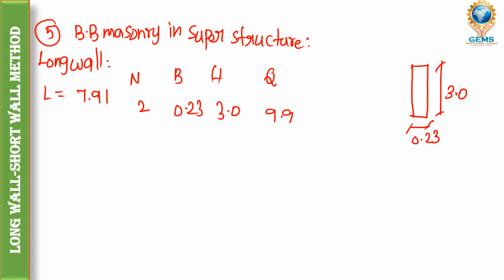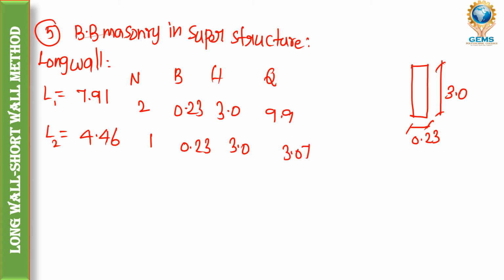Then the same for length, we need to calculate for L2. This is for L1, this is for L2. L2 also follows the same procedure: L2 plus 0.23. So we will get 4.46, then N is 1, then breadth will be 0.23, the height is the same. So the quantity of L2 is 3.07.